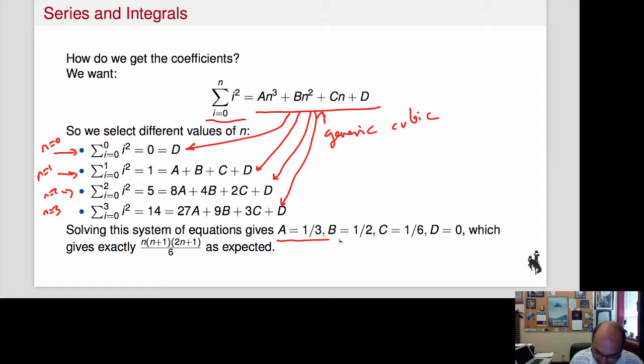The answers that it came up with are right here. So a is a third, b is a half, c is 1/6, and d is equal to 0. If you look at this, you find that the coefficient of n cubed is 1 times 2 divided by 6, which is in fact a third, as expected. All the other ones also work out. So this is a way to discover what the answer should be. And once you know what it should be, it's not that hard to prove that it is the correct answer using induction. I would take that second step just in case I made a silly mistake.